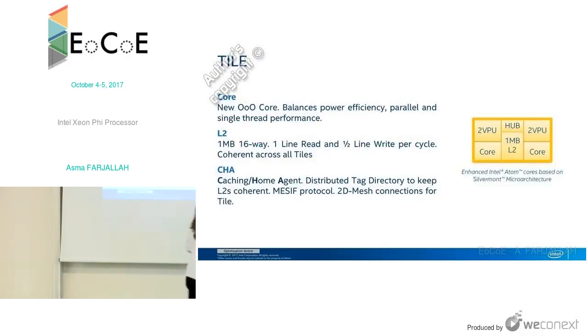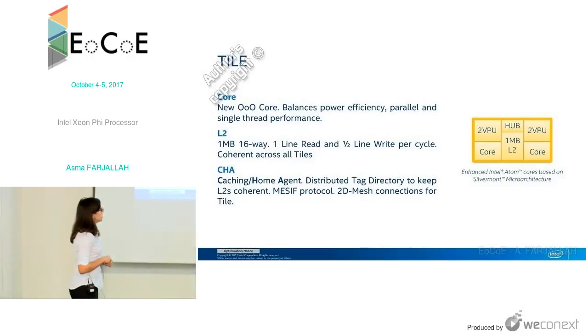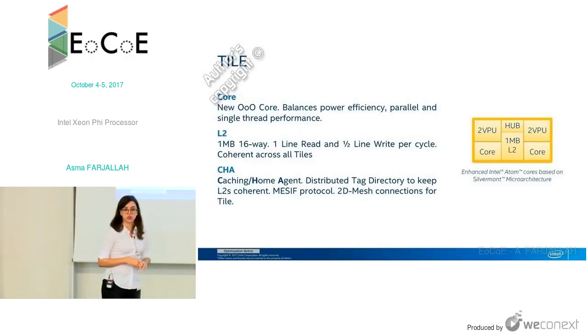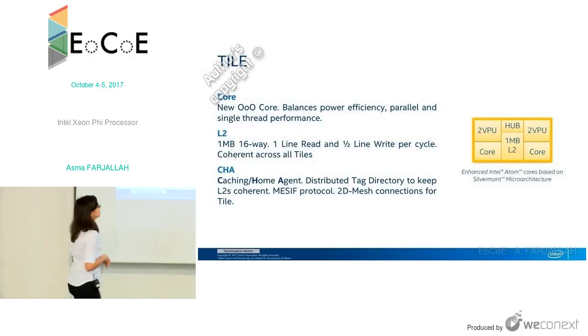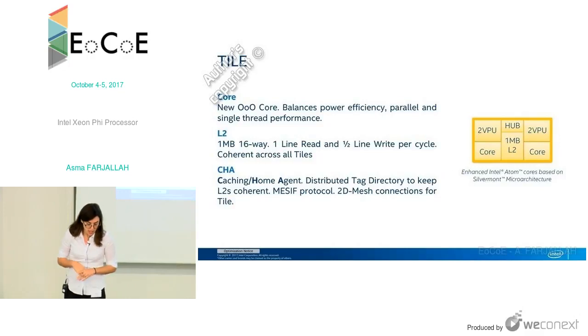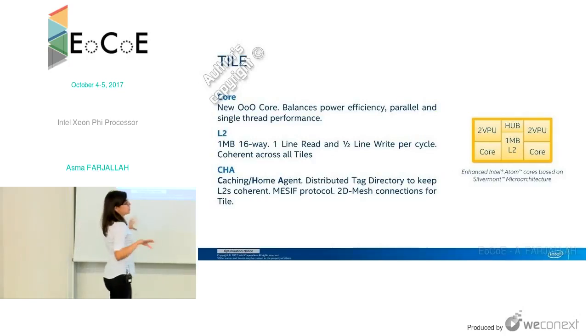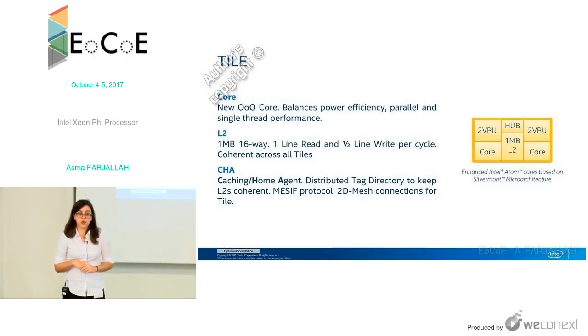So we have this concept called tile. A tile is an agglomeration of 2 cores with a shared L2. The cores are out of order cores, which is not the case with the Knights Corner before. These cores have 2 VPUs each, and the L2 is 1 megabyte in size. We have this CHA, the caching home agent, that is a tag directory distributed among the tiles on the mesh, and it's used for coherency between the L2s spread around the mesh.